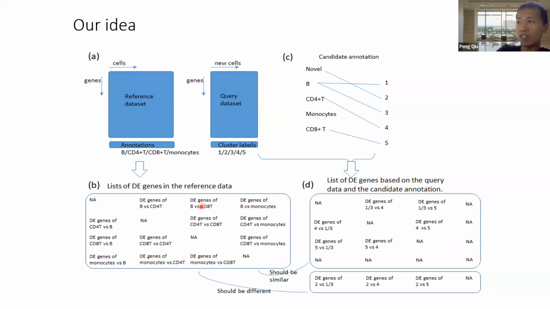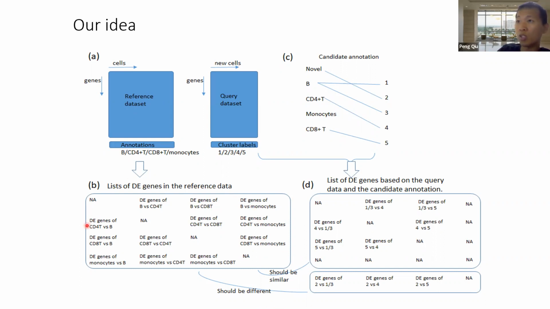So if these DE genes and these DE genes are highly similar, and these DE genes are very different from what we see here, then we'll say that this candidate annotation is likely an accurate annotation. Now, if we think about how this would compare with what biologists do, when they do manual annotation, they actually only look at so-called cell type specific marker genes, which are derived by differential expression between one cluster against all the other clusters combined, or differentially expressed genes of one cell type against all the other cell types combined.